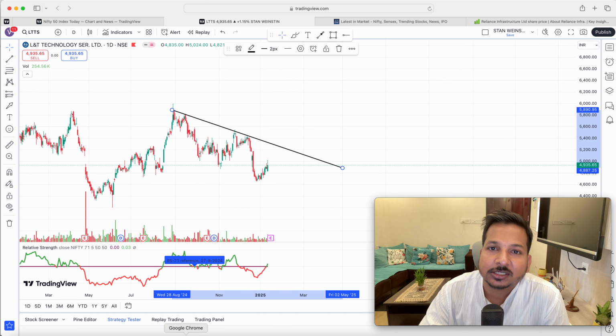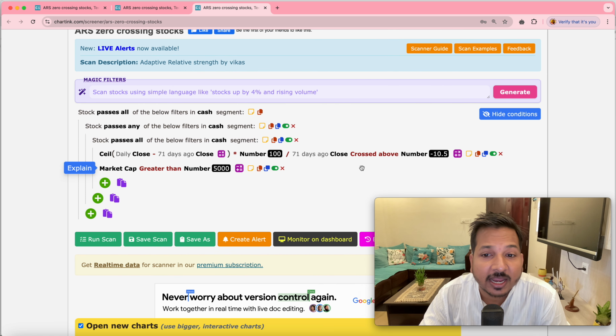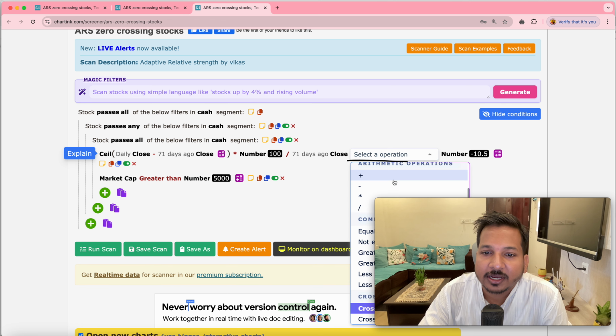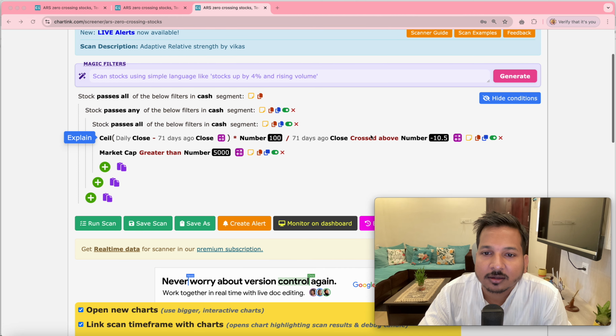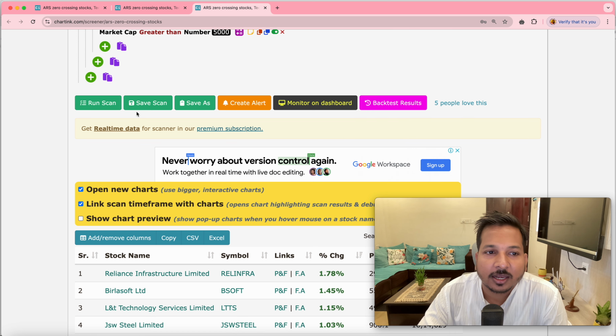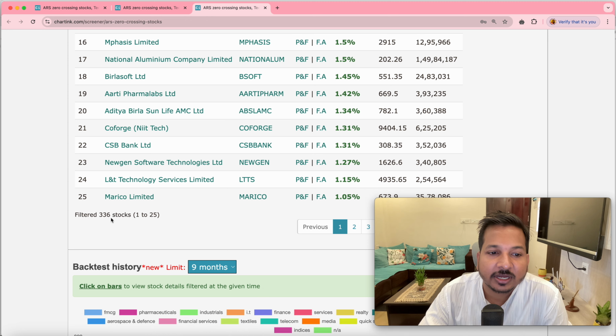Now these are just crossing stocks, but what about the ones which are already stronger? There also we can have entry. So for that you have to change this thing, this "crossed above". When you click this, it will come as "greater than". You click greater than. Now you run the scan, so you will get around 336 stocks.